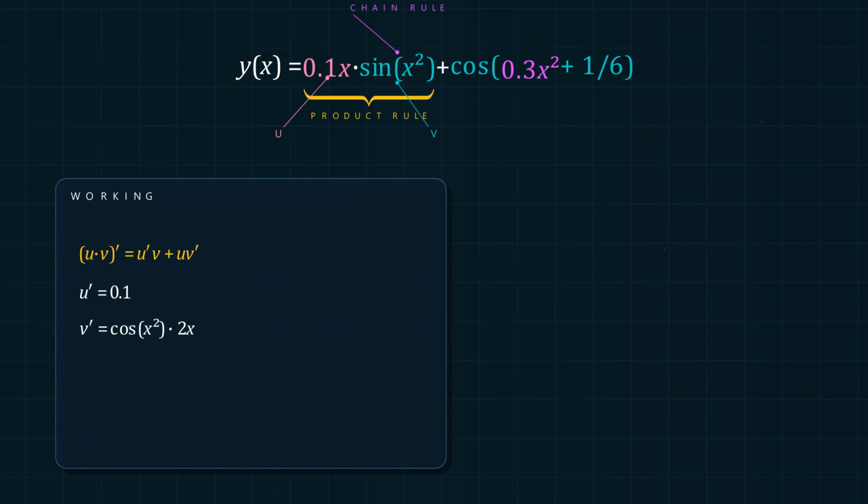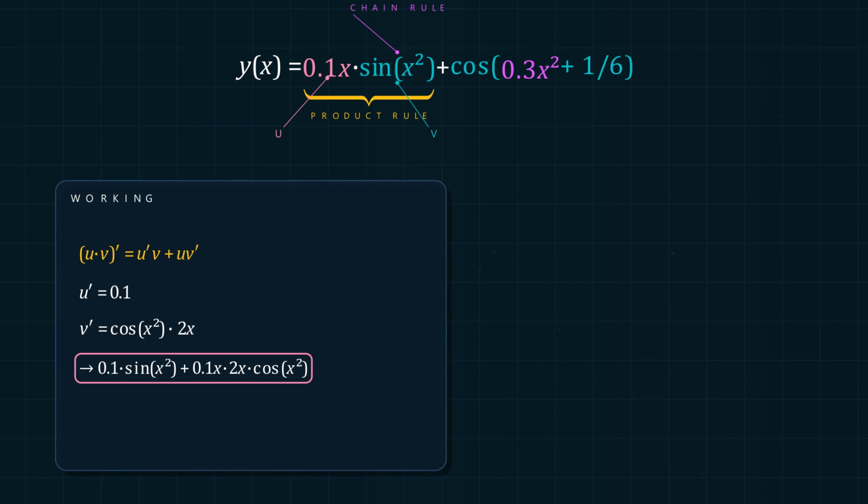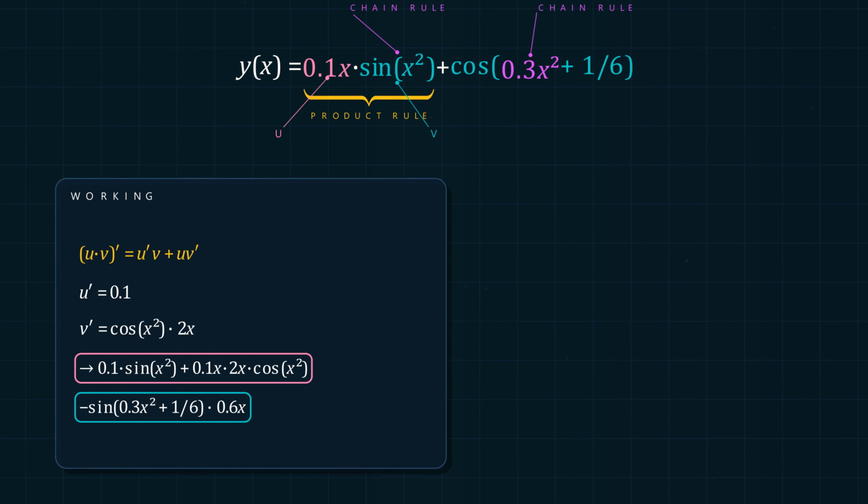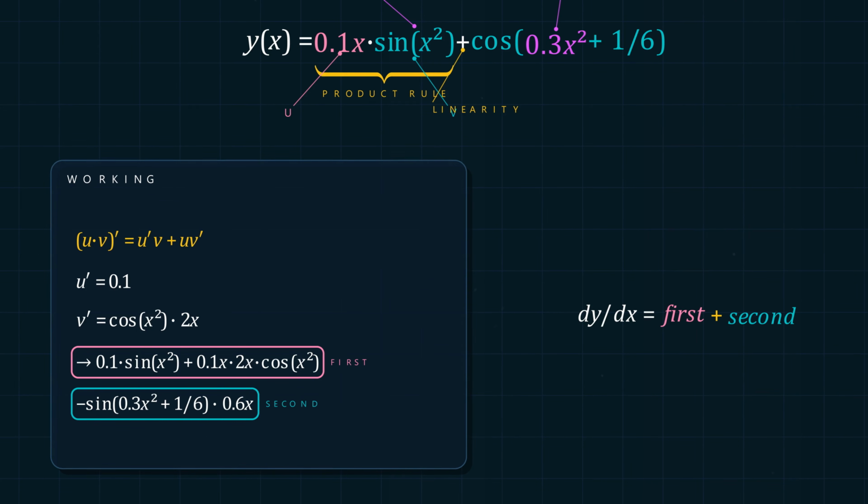2x. So the first term's derivative is 0.1 times sine of x squared plus 0.1x times 2x times cosine of x squared. The second term only needs the chain rule, negative sine of 0.3x squared plus 1/6 times 0.6x. By linearity, we just add the 2 results.